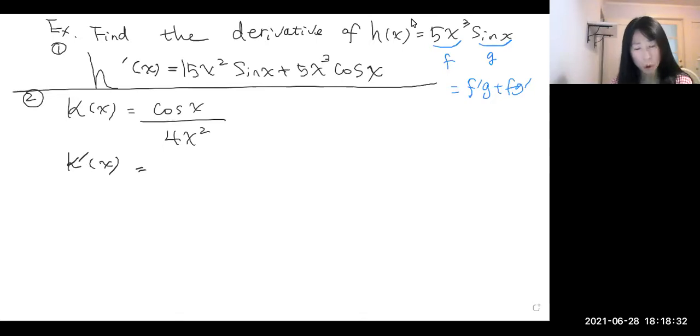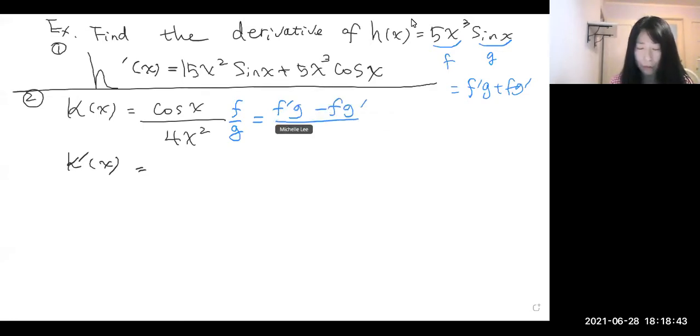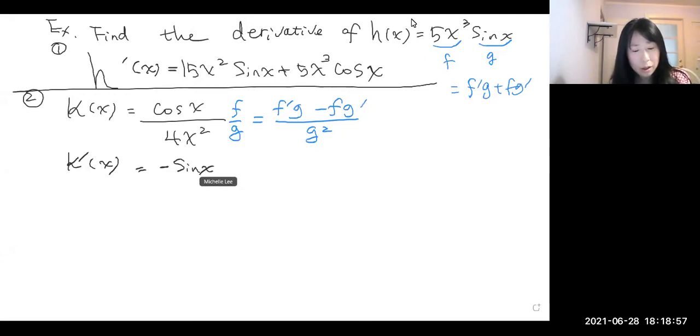The quotient rule. Quotient rule, good. So if we have this is f over g, then f prime g minus f g prime over g squared, right? Now, f prime, what do you get? We just learned it's negative sine x. G, which is 4x squared. Be careful, this is not the function inside the composite function, right? So how about this? I want to write down 4x squared in front, right? Because I don't want to multiply x with 4x squared.